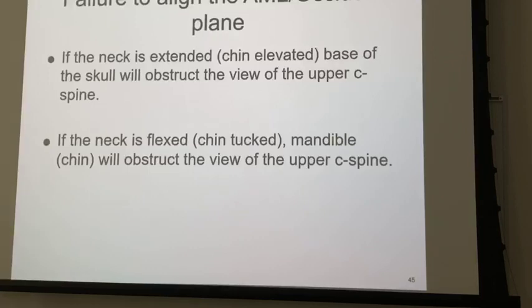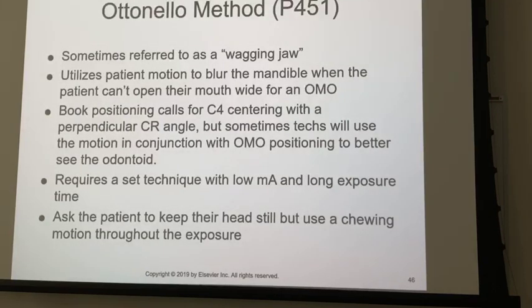So if you fail to align the AML with the occlusal plane, if the neck is extended, then you're going to see the base of the skull. If the neck is flexed, you're going to see the mandible, the chin, the teeth, and all that. All right, so occasionally you're going to have a patient who can't open their mouth very well.